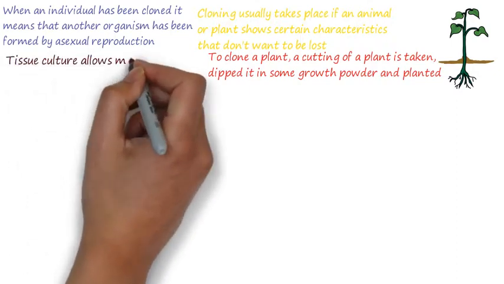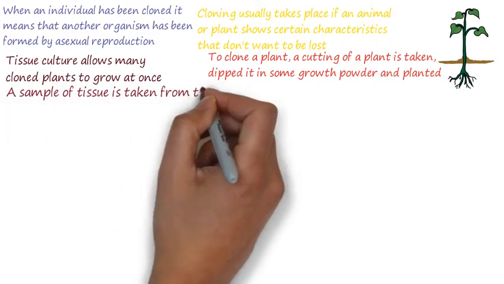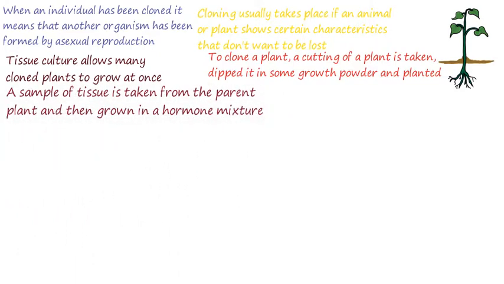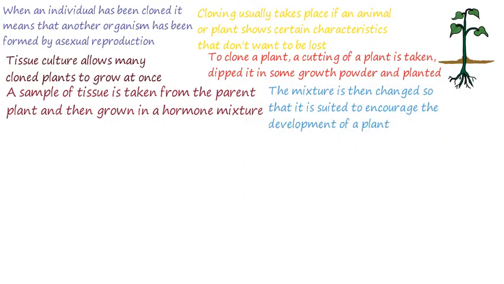However, there are some more effective ways than this. Tissue culture allows many cloned plants to be grown at once. A sample of the tissue from the parent plant is taken. These tissue samples are grown in a hormone mixture to stimulate the development of identical plant tissues. The mixture is then changed so that it is suited to encourage the development of the plant. If this is done with many samples at once, then many identical plants are also formed.